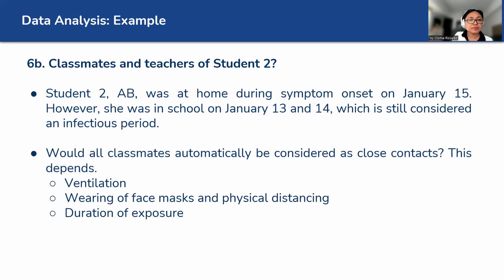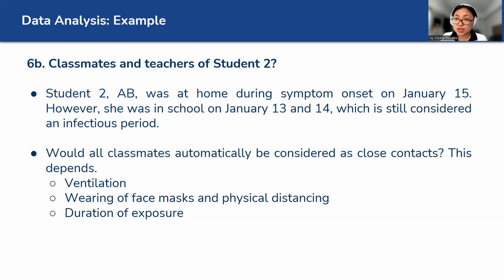Okay. How about classmates and teachers of student 2? Now, student 2, as you recall, was at home when she developed a fever. It was a Saturday, January 15. But she was in school 2 days before. That's January 13 and 14. And that's still considered an infectious period. So would the classmates, all of them, automatically be considered as close contacts? That's something to consider. But this will depend also.